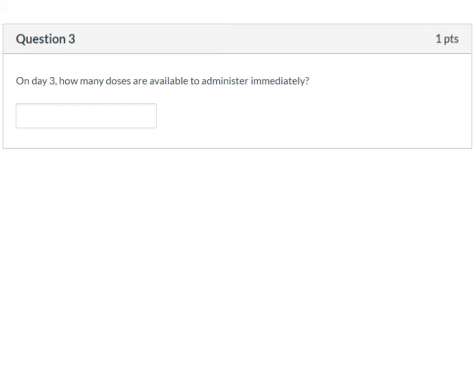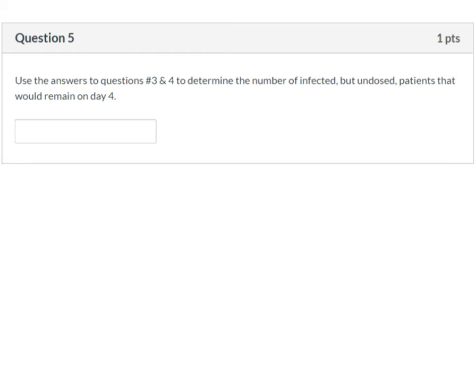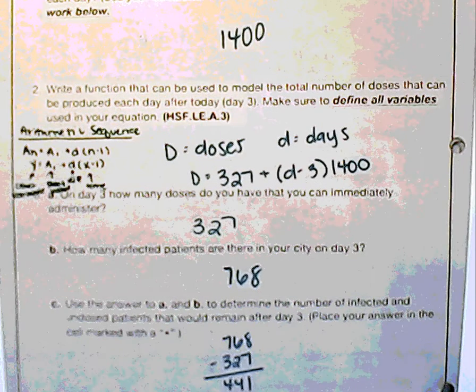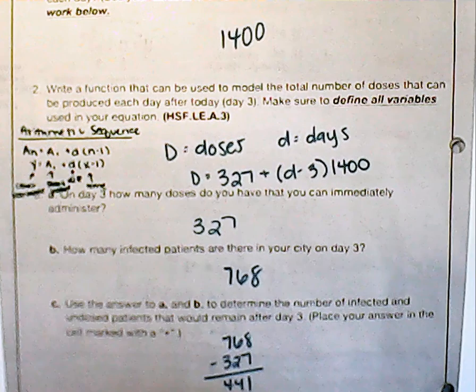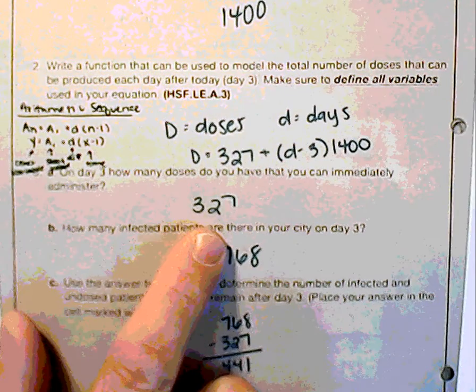All right, then you go on to question number 3. How many doses are available to administer immediately? How many patients are affected on day 3? And then use your answers to 3 and 4 to determine how many would remain on day 4. So on the sample problem, you see that same thing is answered here. We have 327 doses available immediately to administer.